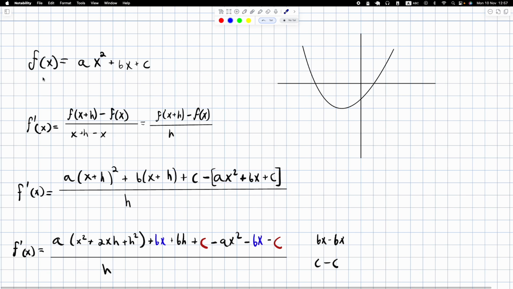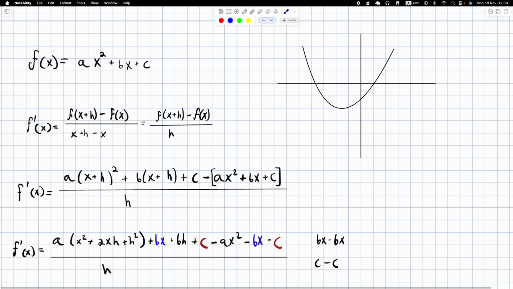Hey guys, so today we're gonna see how we can derive this general function, where a, b, and c are some constants. So I just added a drawing, and we're gonna derive this by the definition. So first, remember the definition for any derivative.